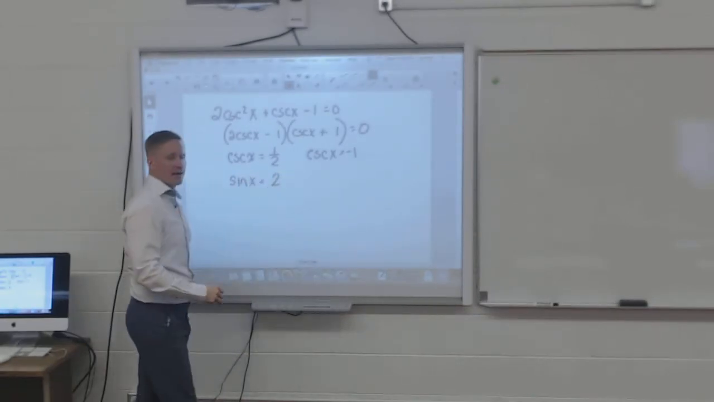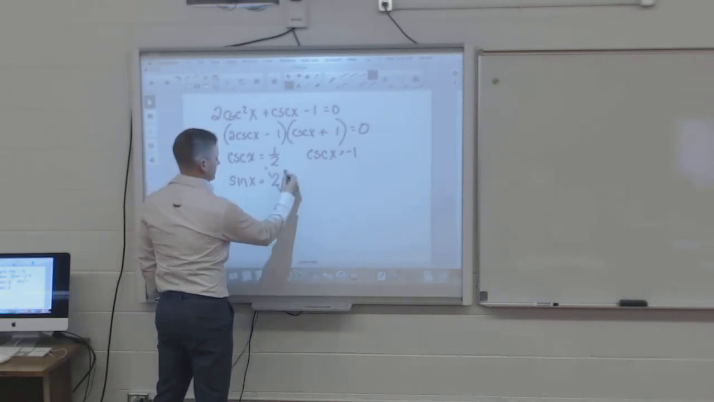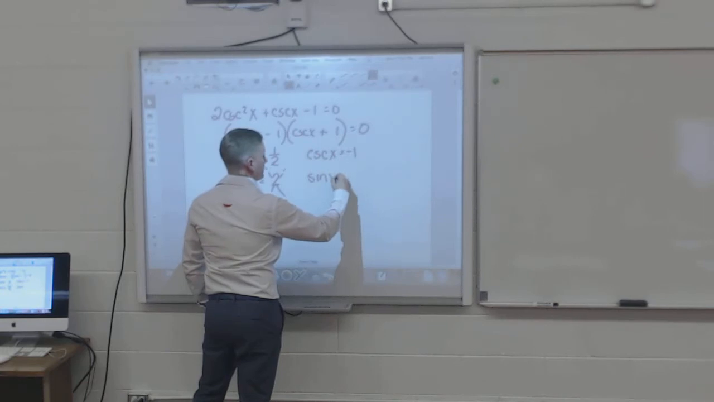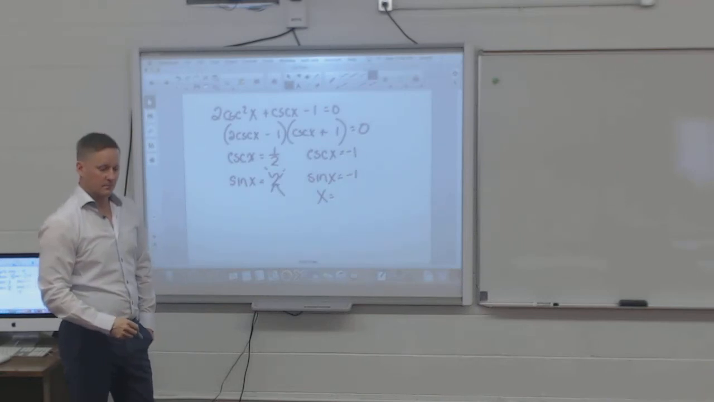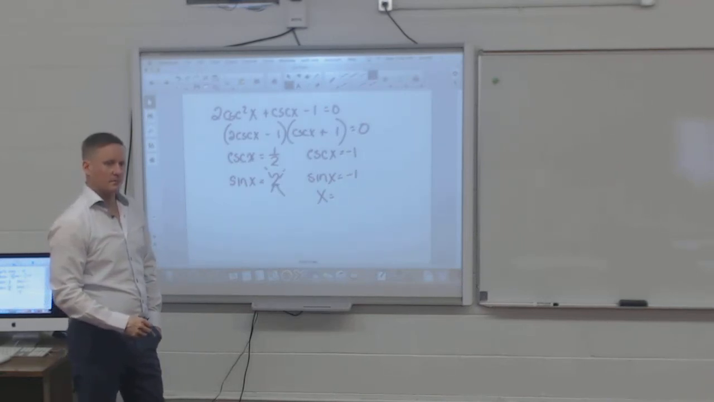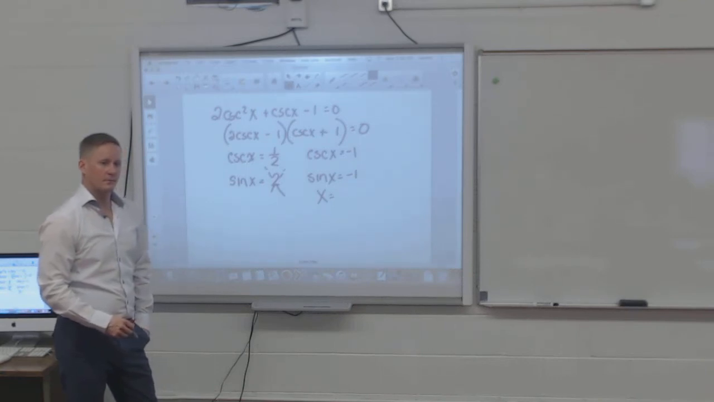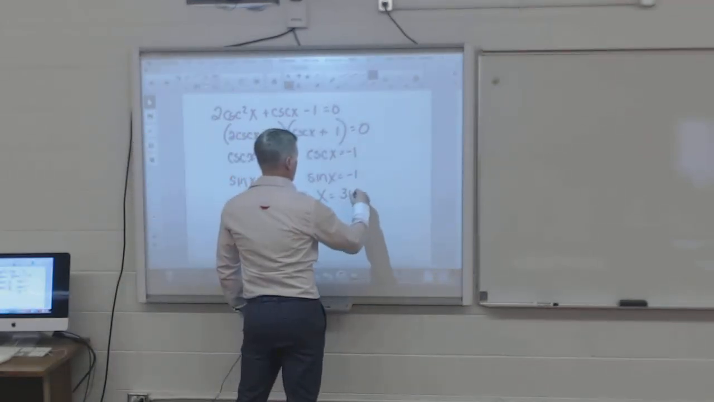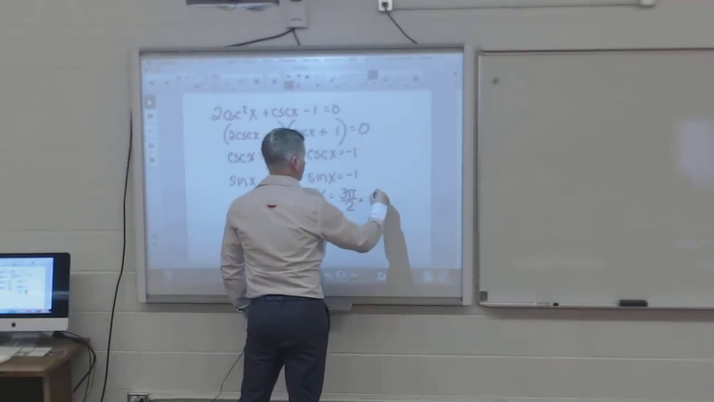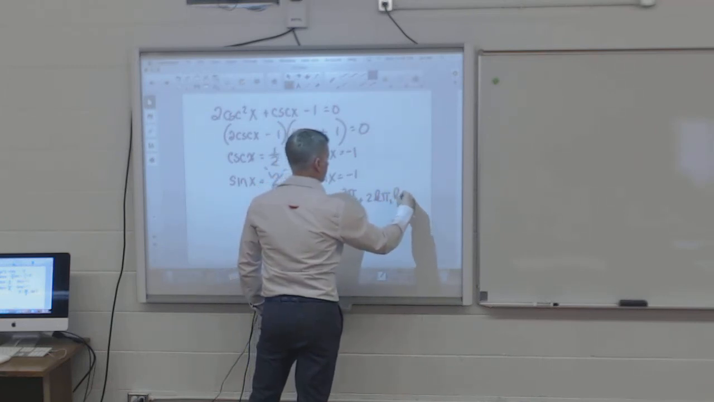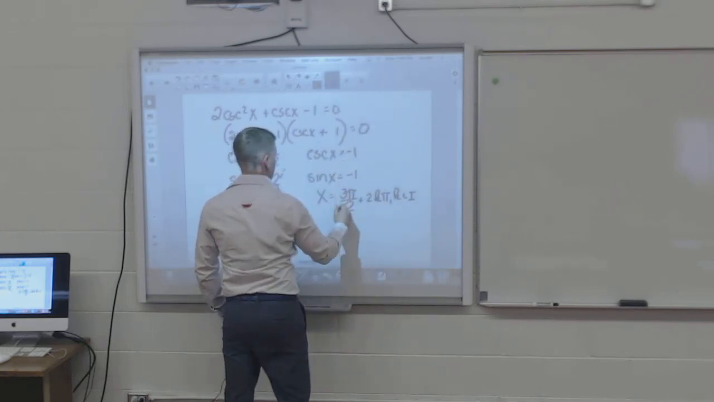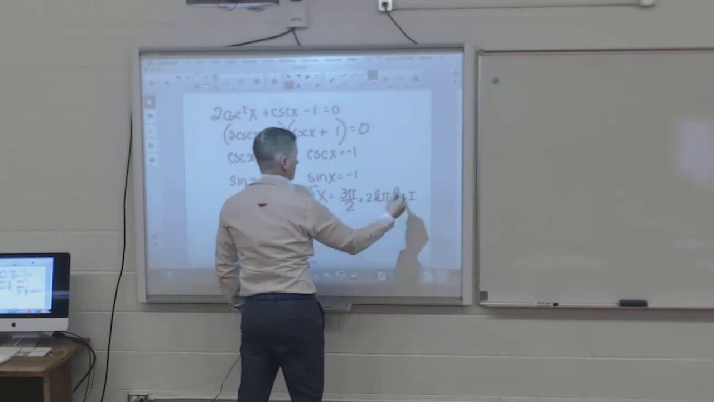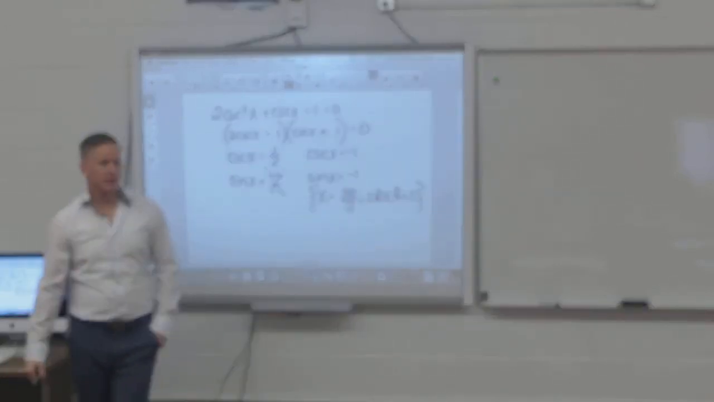So what is sine x equal to here? 2. And sine x equal to? -1. Where does sine x equal -1? Pi over 2. And what does it ask for? General solution. So every time you go back to it, there you go. There's your answer for that question.